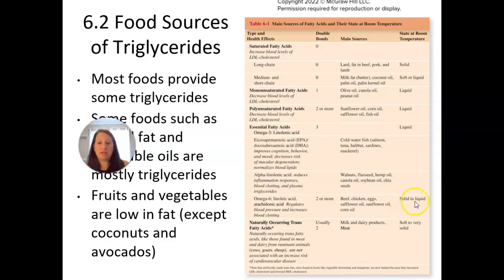Okay. Some of these are solids, some are liquids. And then we have naturally occurring trans fats. And again, naturally occurring trans fats are not associated with an increased risk of cardiovascular disease. So that's important to tell you. It's only trans fats that are formed through partial hydrogenation that are bad. And again, those have been banned. Those would be found in ultra-processed foods. So we find naturally occurring trans fats in milk and dairy products.